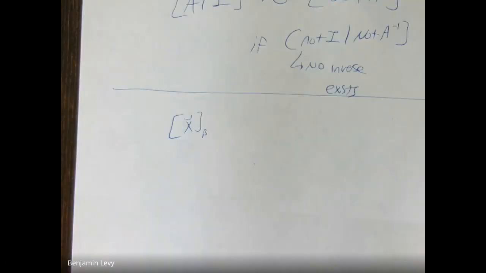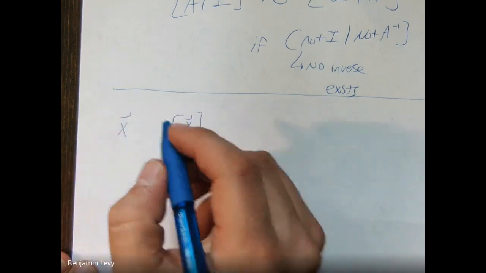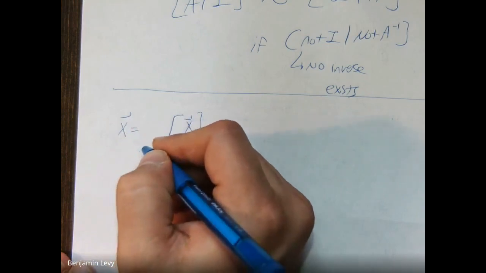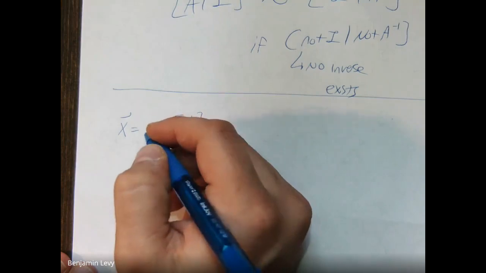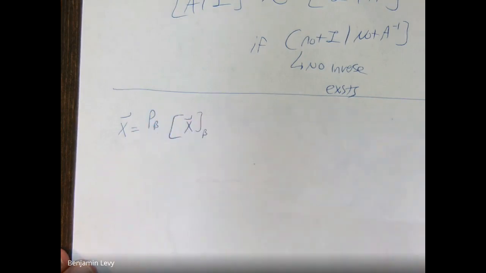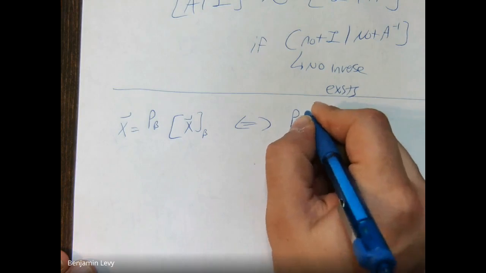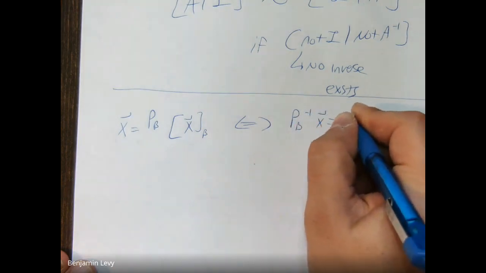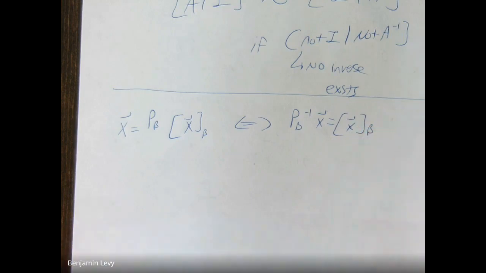Yeah, so we had this formula. You can represent vectors by taking their change of coordinate matrix and multiplying it by the coordinate mapping. Or you could take the inverse of the change of coordinates and multiply it by the coordinate mapping. I think this is what you're talking about.